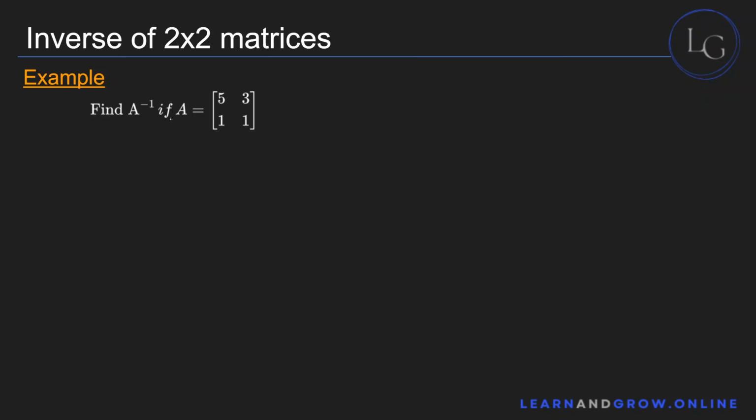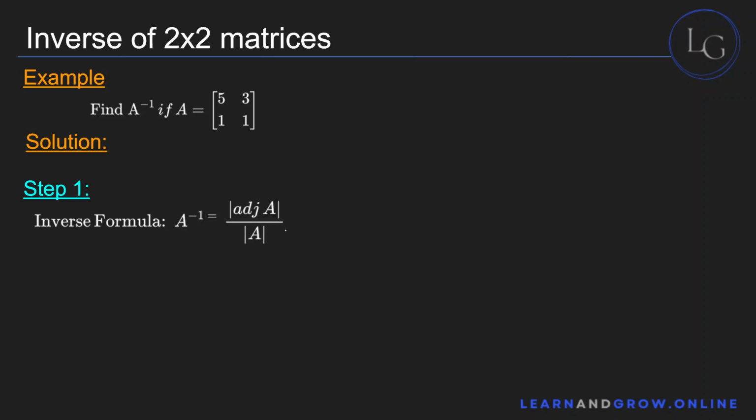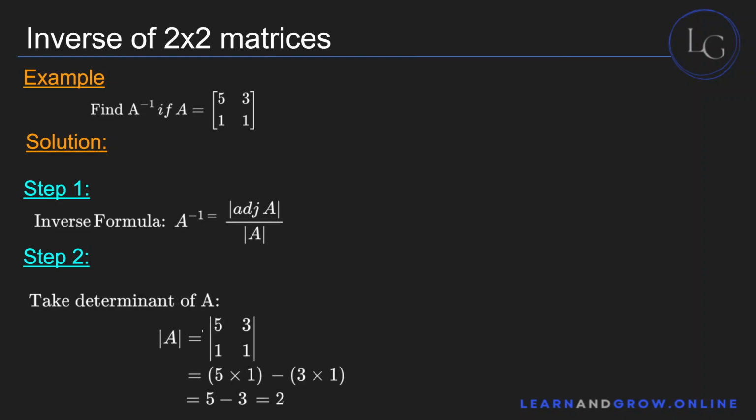So to find A inverse, if A is this matrix here, how will we find it? Simple. First off, you write down the formula so that you know what you're dealing with. The second step is that you find the determinant of A. So the determinant of A is found like this. You multiply 5 and 1, and then you multiply 3 with 1, and then you subtract them. 5 times 1, minus 3 times 1, and so 2 is the answer here.